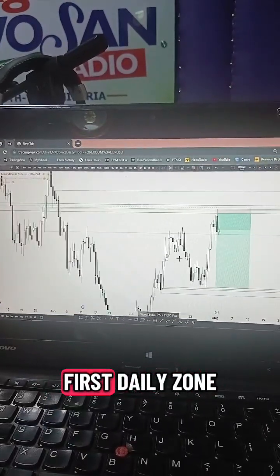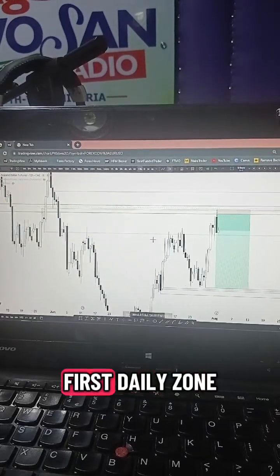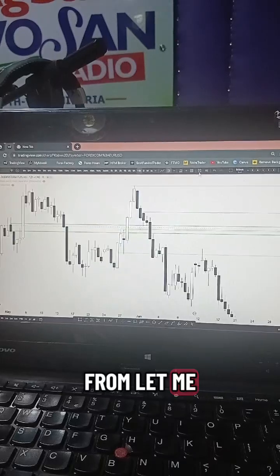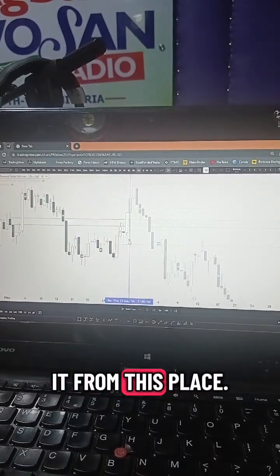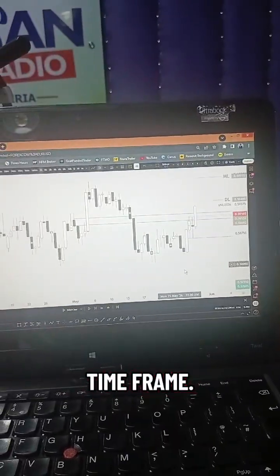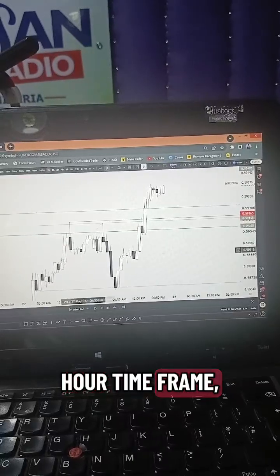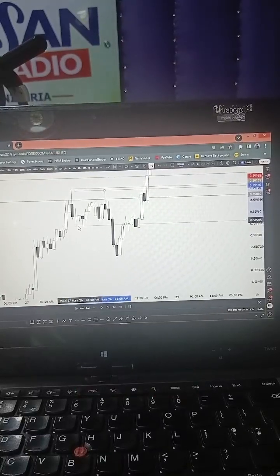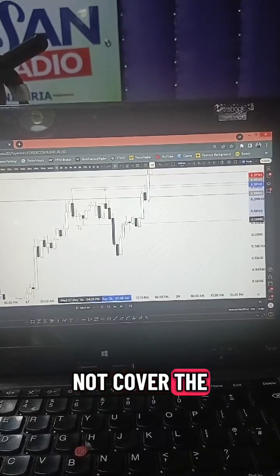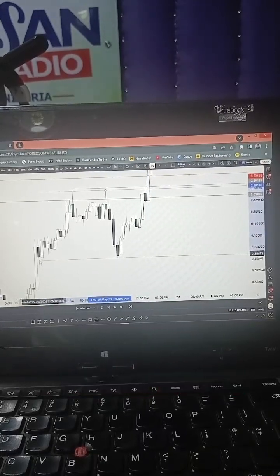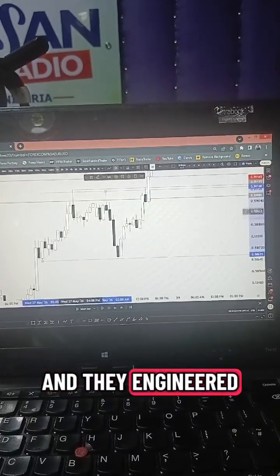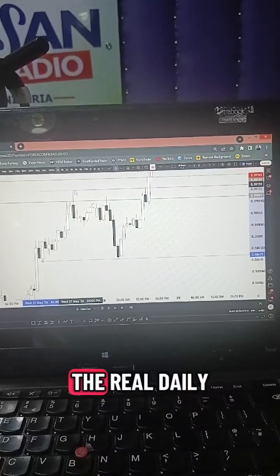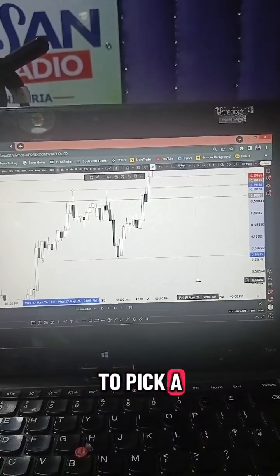Because now the first daily zone that I have, there was a mistake I did here. I was picking it from, let me cut this area, I was picking it from this place. Let me go to 1 hour time frame. Now from 1 hour time frame, this was the area I was picking here. I was picking it like this. So that did not cover the zone because price has cleared this low. And they engineered a daily liquidity above it here. So that is the real daily zone I'll pick if I want to pick a daily zone, right?